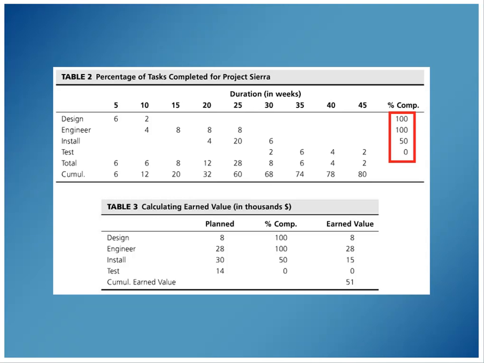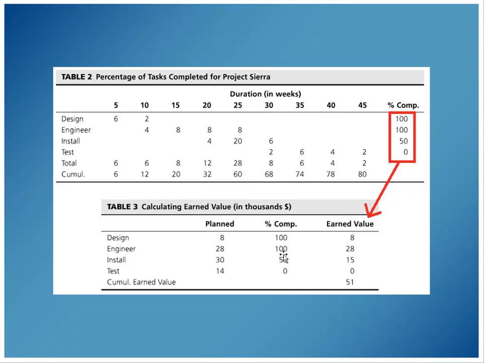So at a moment in time, we have a percent complete for each of those tasks. And that percent complete is what we use to determine our earned value. And the earned value is simply the percent complete times the task total budgeted. So design, in this table 3 here, we see that design is 8 times 100%. Well, the 100% is the percent complete for that task. Engineering is 100%, install is 50, and testing is 0. So 100, 100, 50, 0. That's where the percent complete is coming from.